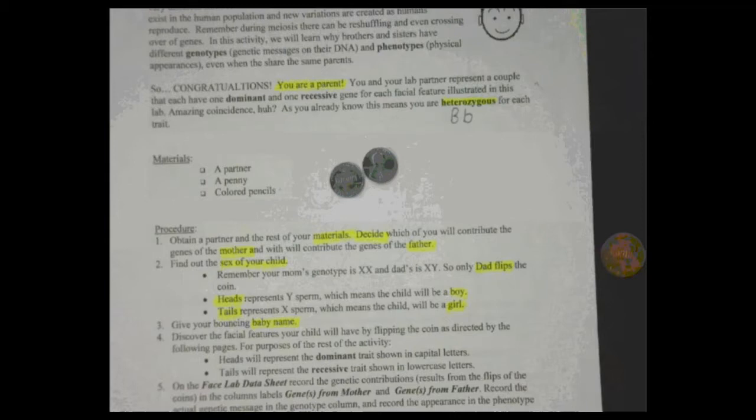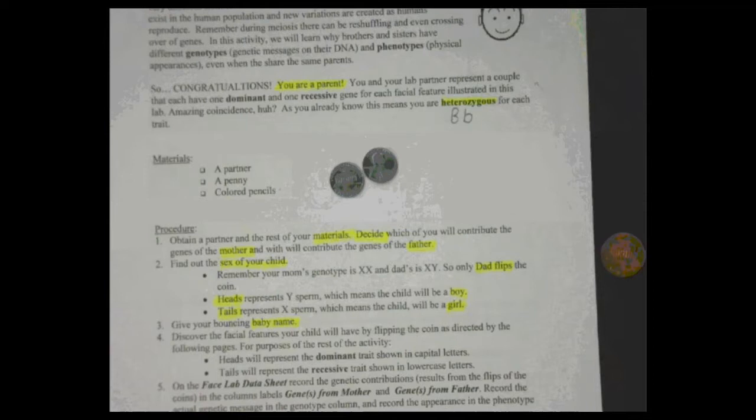That's going to mean that you and your shoulder partner are now parents. You and your lab partner represent a couple that each have one dominant and one recessive gene for each facial feature illustrated in this lab. Amazing coincidence, huh? As you already know, this means that you are heterogeneous for each trait. Heterogeneous means a capital letter and a lowercase letter. For this, the materials that you will need are a partner, a pen, pennies, and color pencils.